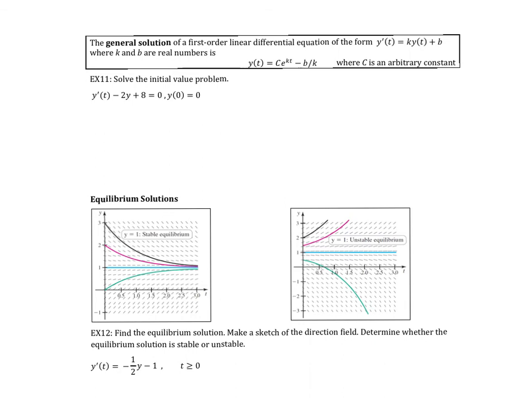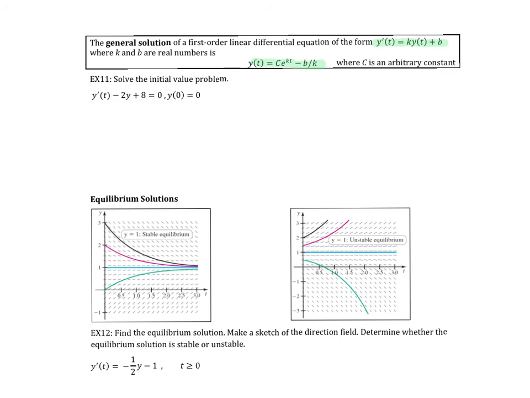If you have a first order differential equation of this form here, if you can write it as the derivative equal to some constant k times the function plus a constant b, which is why I call it the kb form, then the solution is y equal to c times e to the kt minus b over k. So c is just going to be our arbitrary constant.